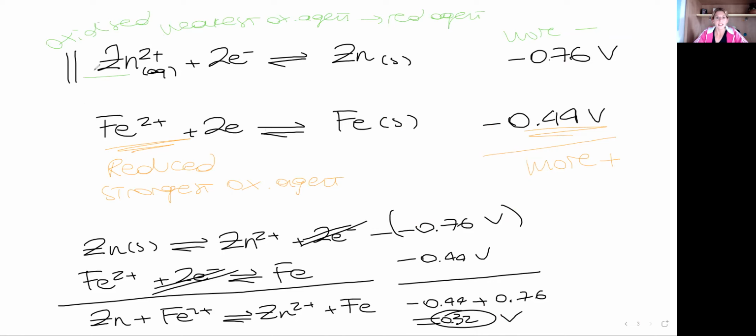But this means that the second equation will not be reduced, but will be oxidized. So when we want to construct a redox reaction, one of them will have to be oxidized. So that's the one that you flip around. And to find the overall value, we actually need to change the sign of the one that is oxidized, which is the one that you flip around.